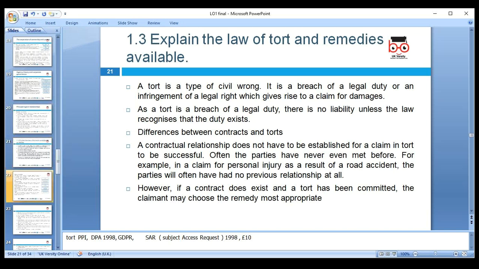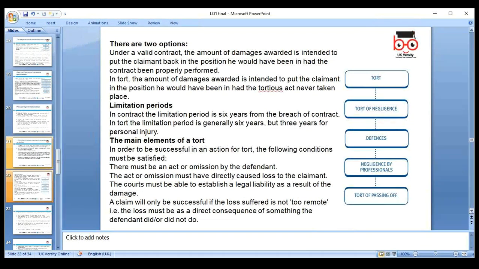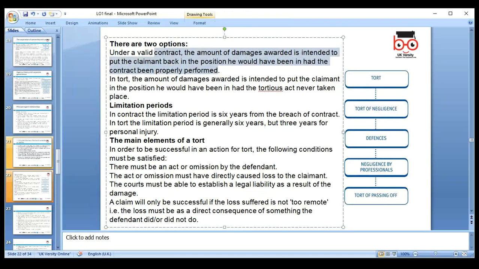Okay. So under a valid contract, the amount of the damages awarded is intended to put the claimant back in the position they would have been in had the contract been properly performed. So damages come from there. In tort, the amount of the damages awarded is intended to put the claimant in the position he would have been in had the act never taken place. If things had worked properly, he should benefit. If he lost out, yes, you have a right to damages.